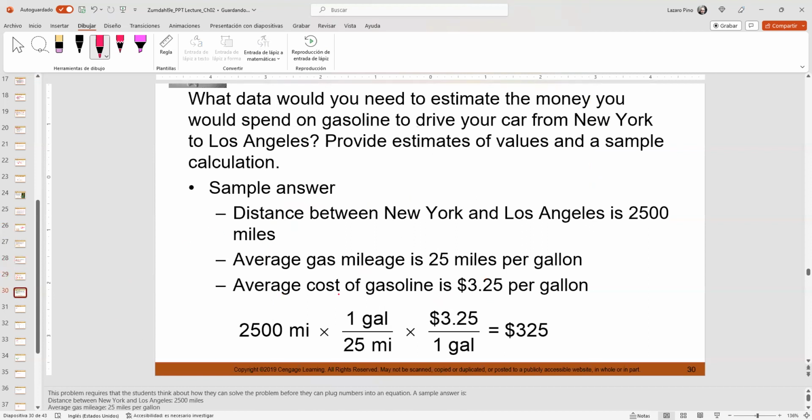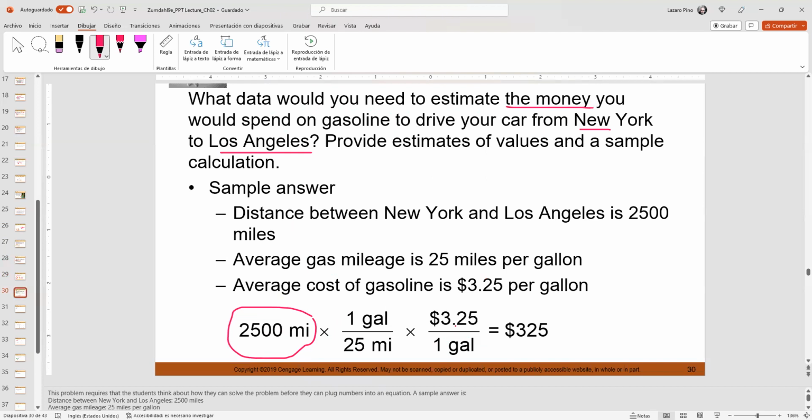In this case, you say, well, I have to go from New York to Los Angeles. And you know that the distance is this one. But you want to know how much money you will need to pay for the gas. In this case, you say, well, I have to convert miles into gallons. And later, gallons, according to the price.